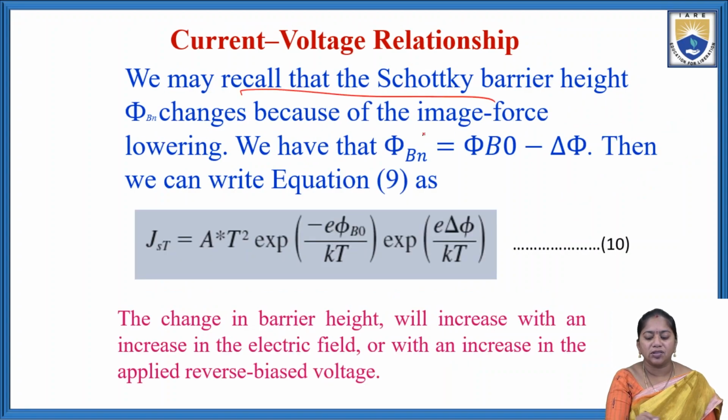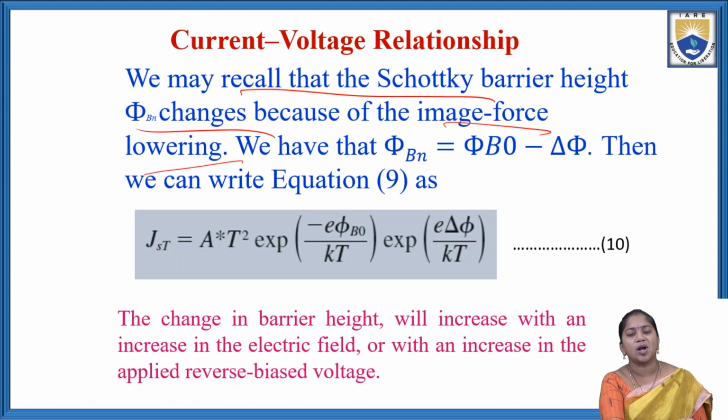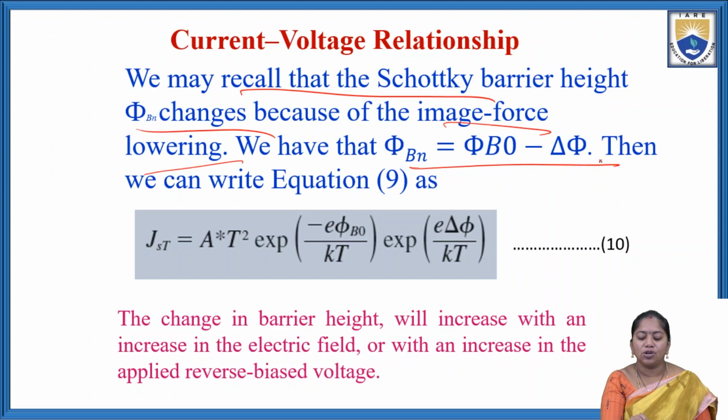We may recall that the Schottky barrier height φBn changes because of the image force lowering. Already we discussed that image force lowering influences the Schottky barrier height, which decreases the barrier height. So φBn equal to φB0 minus Δφ, that is the zero barrier height minus the lowering. Then equation 9 can be written as JST equal to A star T square exponential of minus e φB0 by kT into exponential of e Δφ by kT.